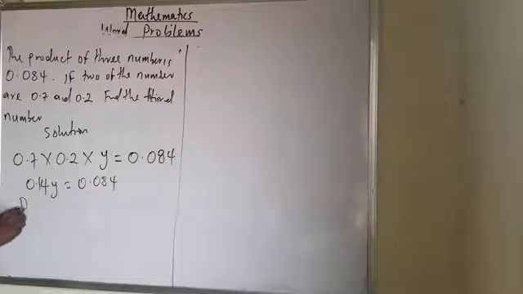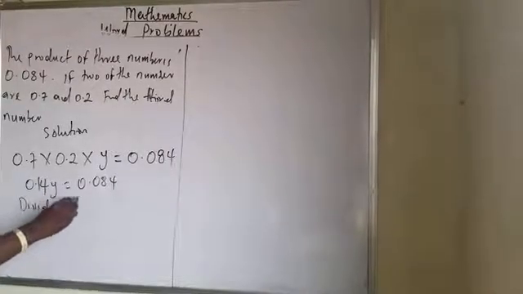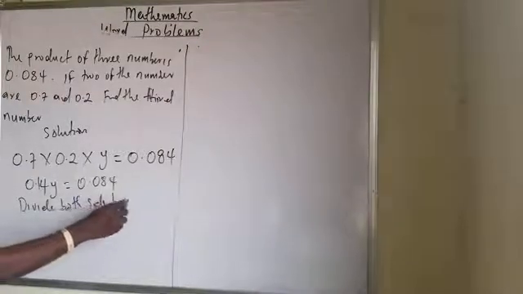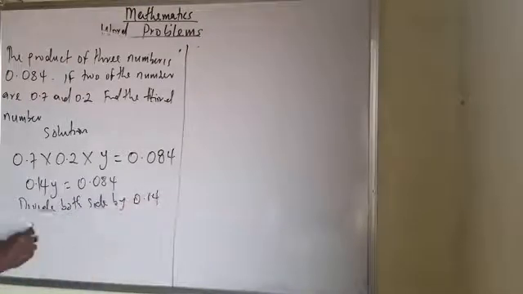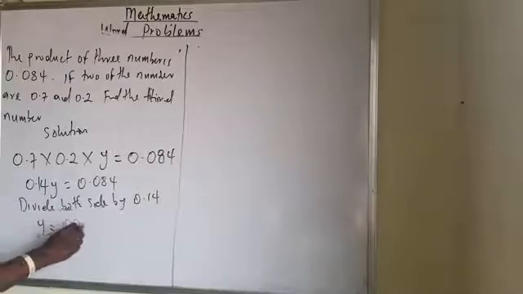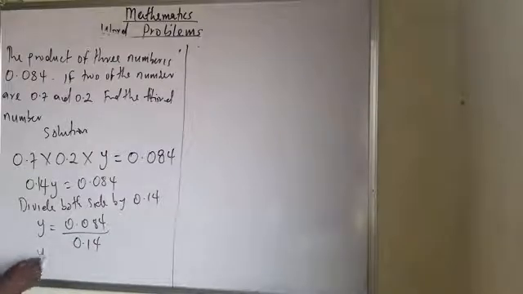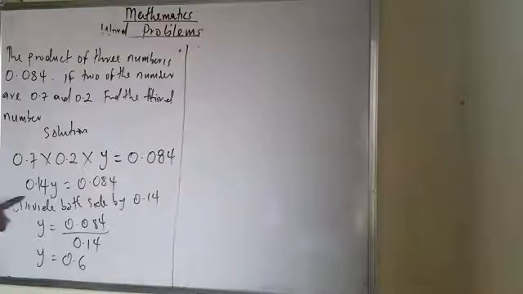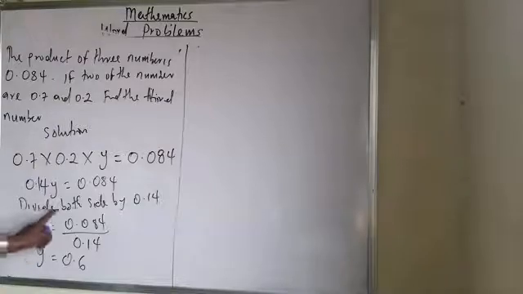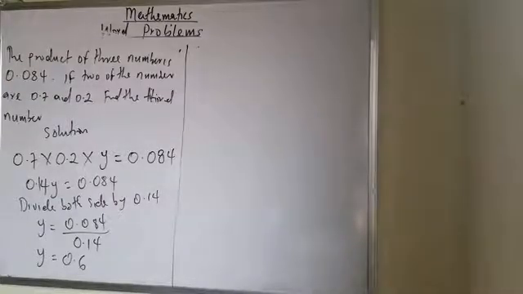Now divide both sides by 0.14, which my y will be equal to 0.084 divided by 0.14. When you divide, it will be 0.6. Now, for your information, when you divide like this, you don't need to write the statement. But if you want to write the statement, divide both sides by 0.14. And that is your answer. Please make sure you go to your book and attempt many problems on this part. You will really understand them very well.